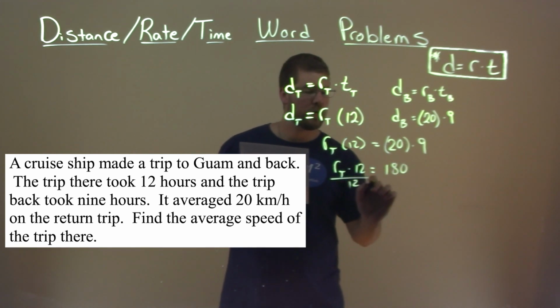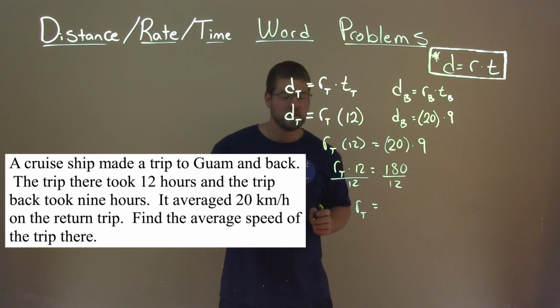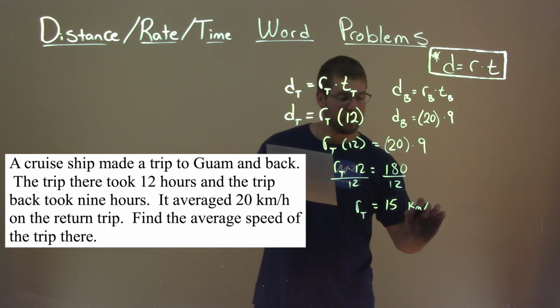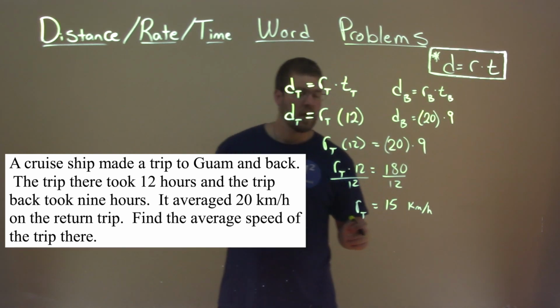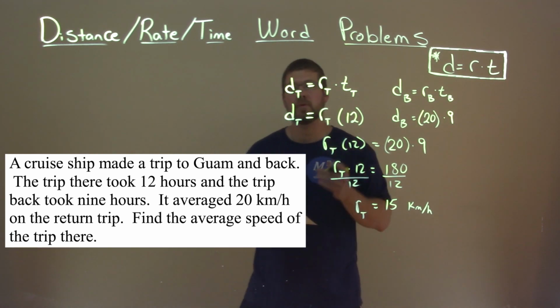And if we divide 12 to both sides here, we have the rate there is equal to 180 divided by 12, which is 15, and the units there are kilometers per hour. And so the average speed there was 15 kilometers per hour.